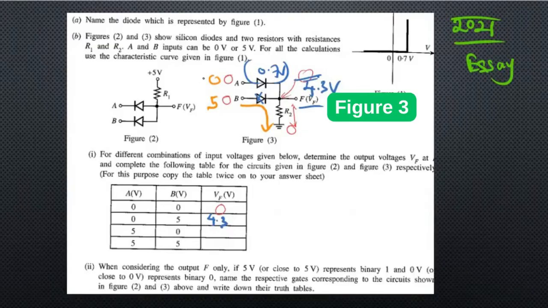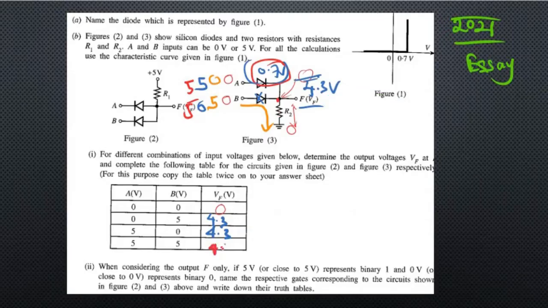In the second scenario, again the third one, the same thing will happen. The potential difference across will be 0.7, 5 minus 0.7, it's 4.3 again. Now in this last one, 5 and 5, both 5. Again, remember students, these two diodes are parallel, so the same potential will be shared. So 0.7 volt will be common. So the potential at F again will be 4.3.